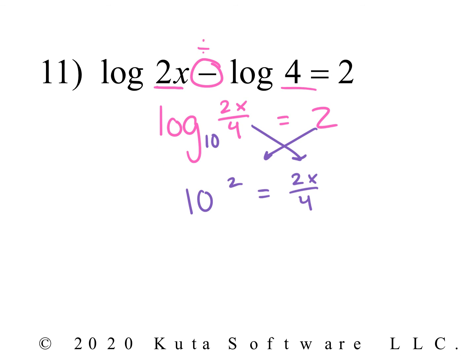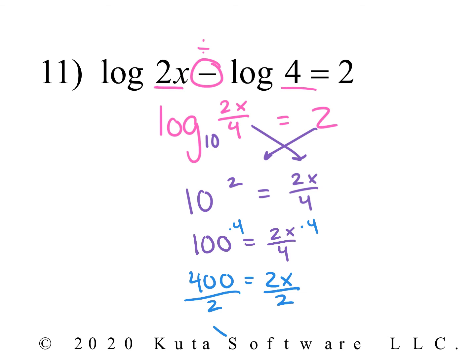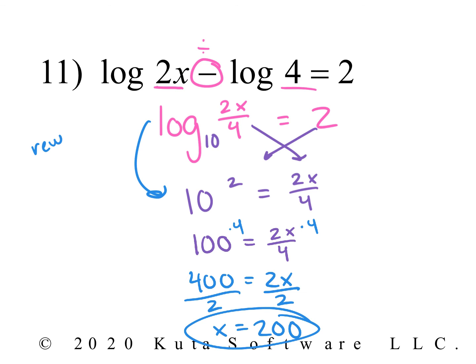So now from here I solve. So what's 10 squared? 100. And then that's equal to 2x over 4. To get rid of that 4, since I'm dividing the x by 4, what can I do? Multiply the 4 on both sides. This would be 400 is equal to 2x. And then what's the last step? Divide by 2. So what's 400 divided by 2? 200. So we rewrote it into exponential form here.